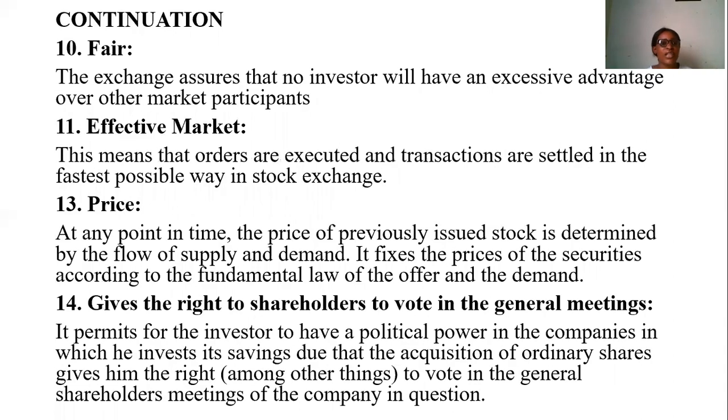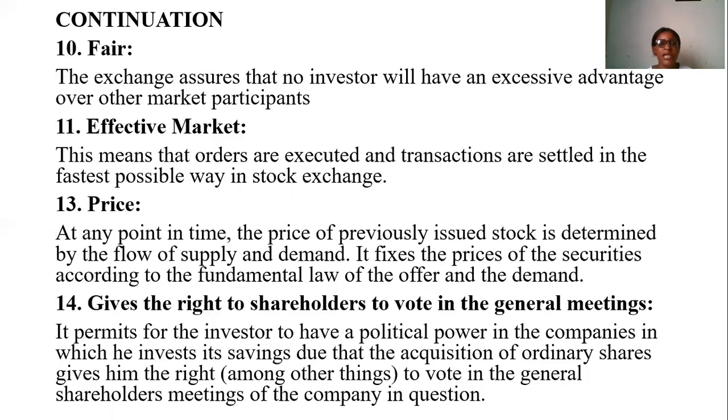All right, continuation there. Number 10, fair. The exchange assures that no investor will have an excess advantage over other market participants. Number 11, effective market. This means that orders are executed and transactions are settled in the fastest possible way in the stock exchange. Number 13, price. At any point in time, the price of previously issued stock is determined by the flow of supply and demand. It fixes the price of securities according to the fundamental law of the offer and the demand.